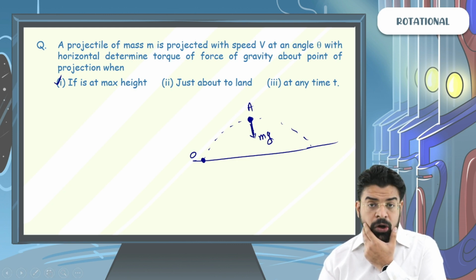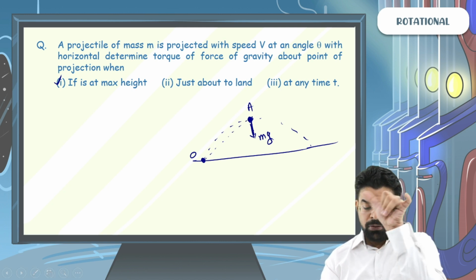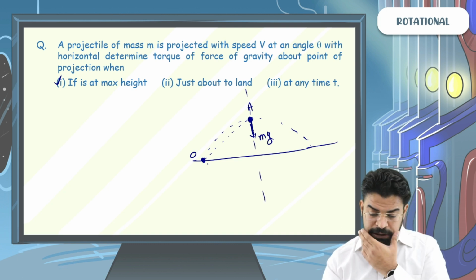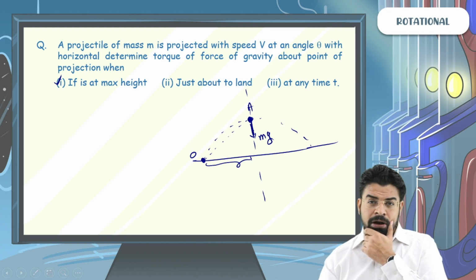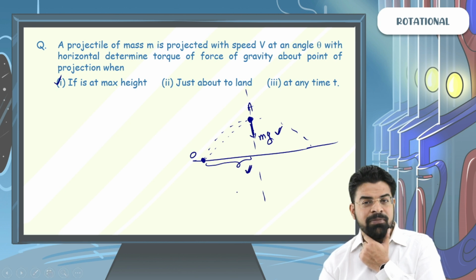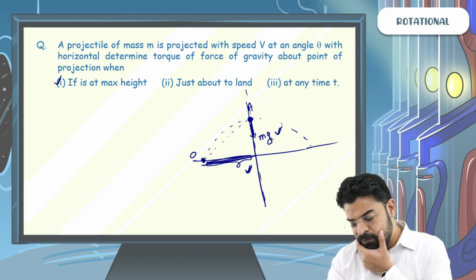How to write the torque? So you have taught us two ways. Either we can use length times force perpendicular, or we can use force times length perpendicular, by extending the line of action of force. Now tell me which method will be easier. Sir, force times length perpendicular will be easy. I know that the force is mg, done, and the length perpendicular will be half the range.